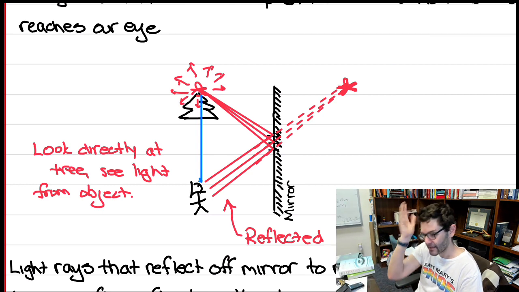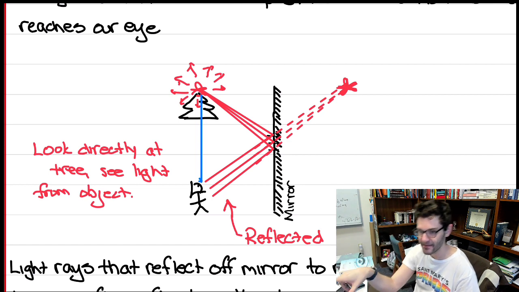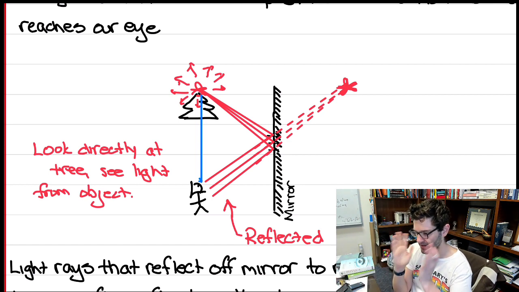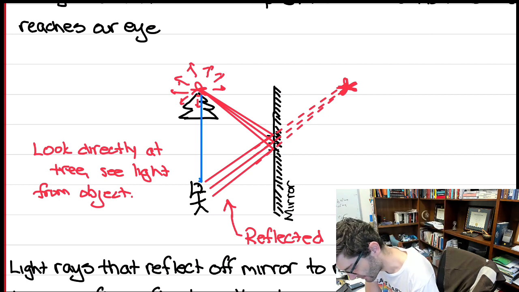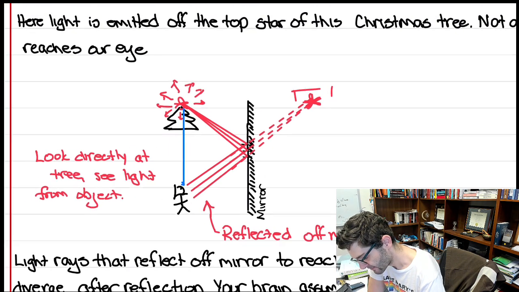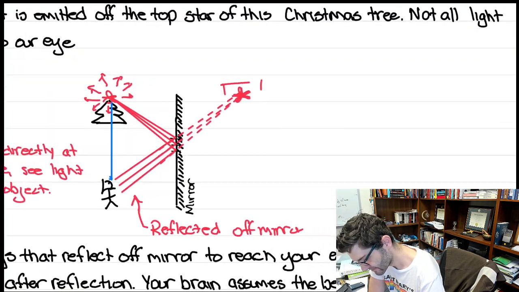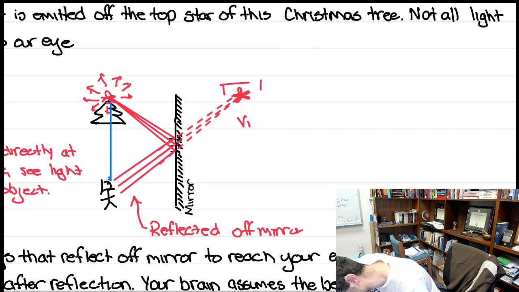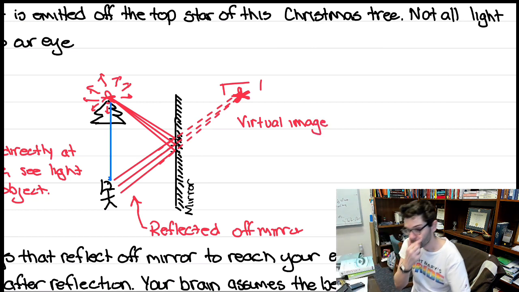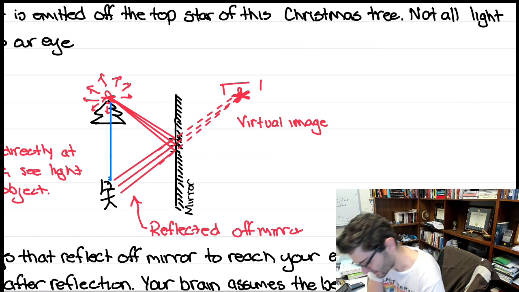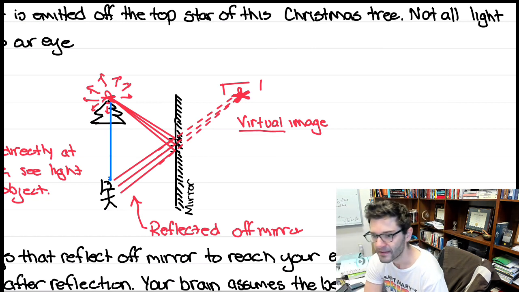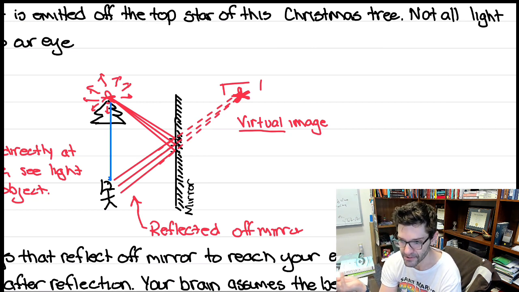You see the star at some point located, it seems, behind the mirror, because your eyes are seeing that light is emerging from that point, and all that light seems to be emerging from this location. Now, of course, there is no actual object there, so this is an image. Particularly, we call this a virtual image. There are real images and virtual images. We call this a virtual image because that is where light appears to be emerging from, but there's no actual object there.